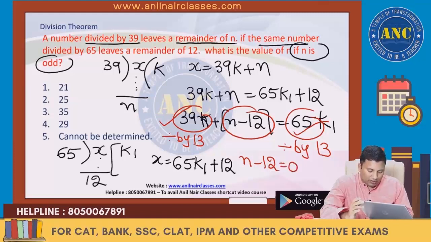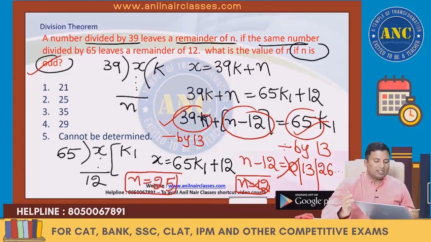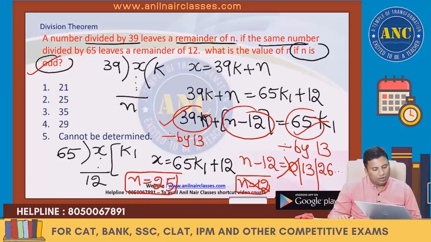So n minus 12 can be 0, or 13, or 26. If n minus 12 is 0, n value is 12. But the question says n is an odd number, so it cannot be 12. N minus 12 is 13, so n value is 25. 25 is an odd number. What is the lowest value of n? N value is 25.